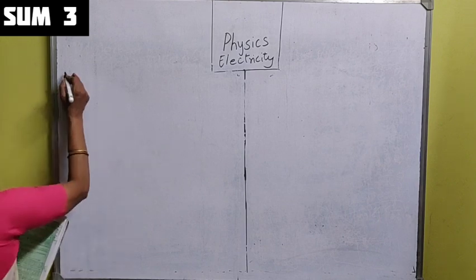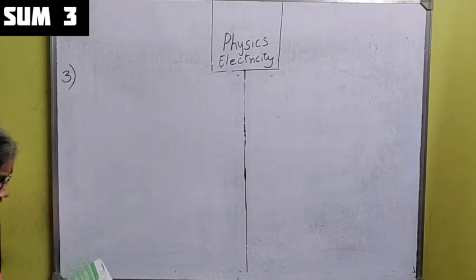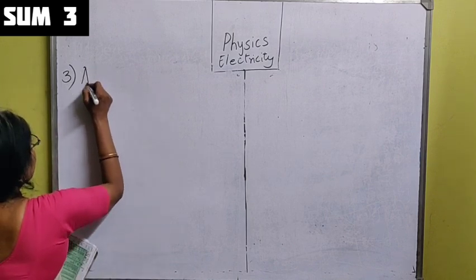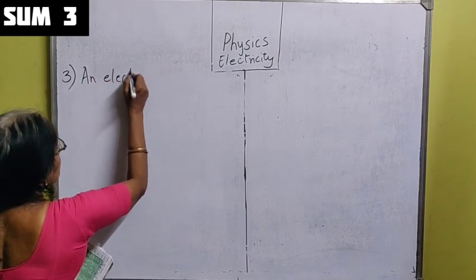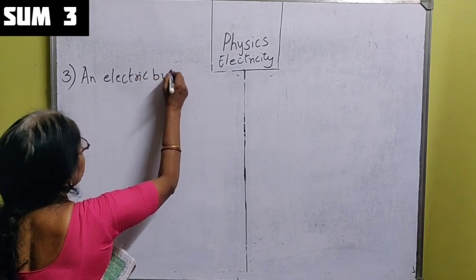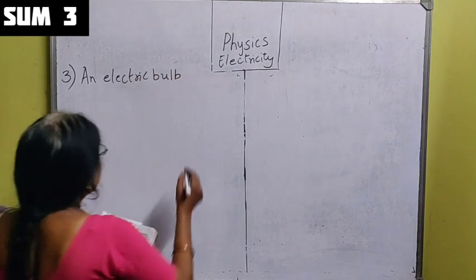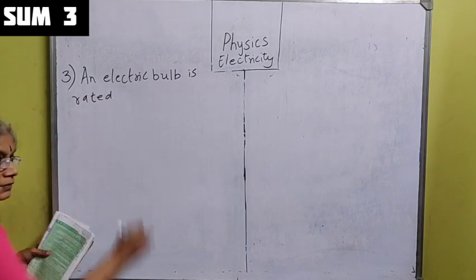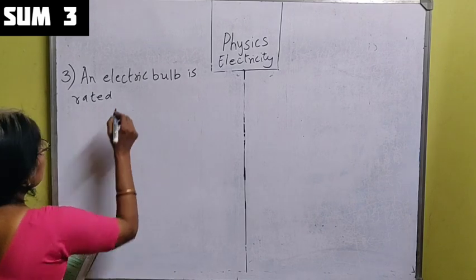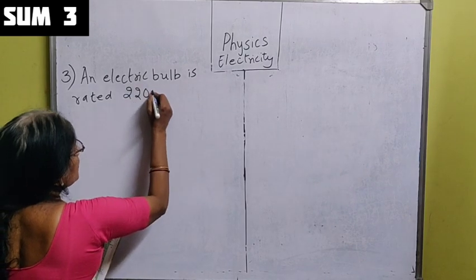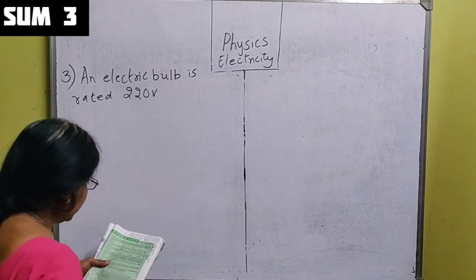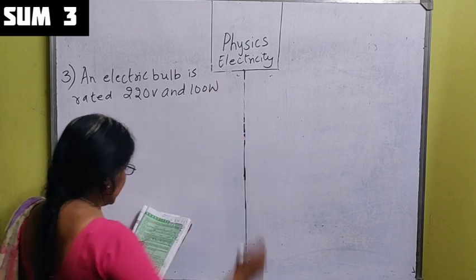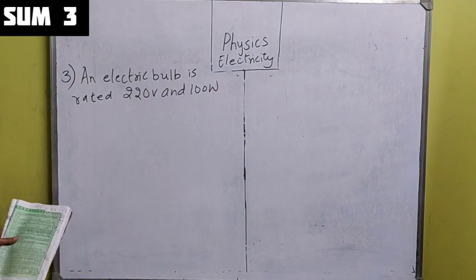The third sum. What does the third sum say? It is also a multiple choice question. What does the third sum say is that an electric bulb is rated 220 volts. Means the potential difference is 220, and 100 watt is the power of the bulb.